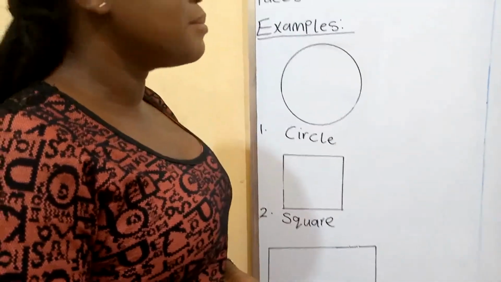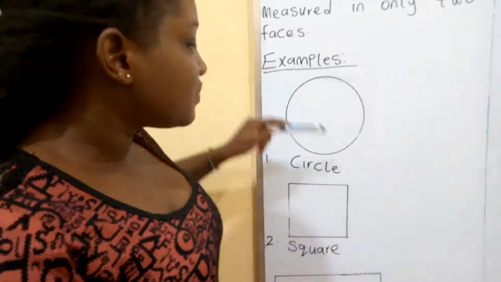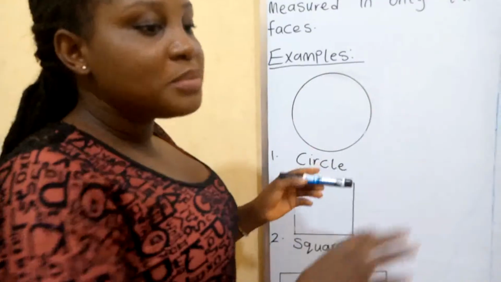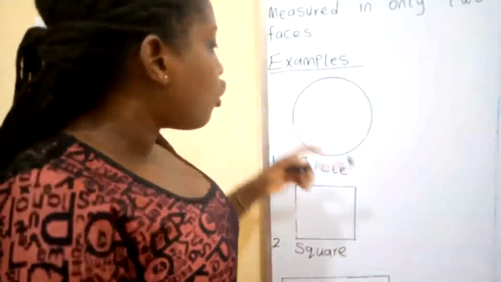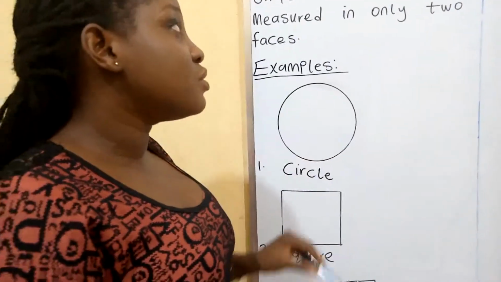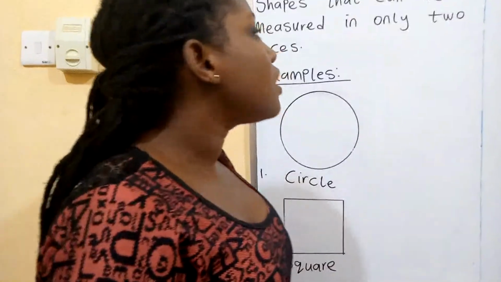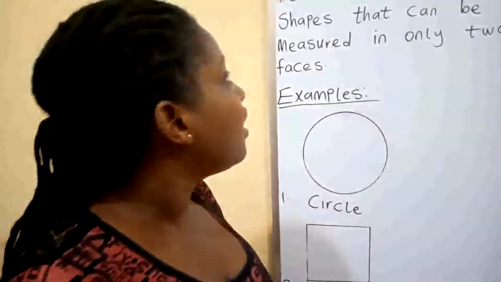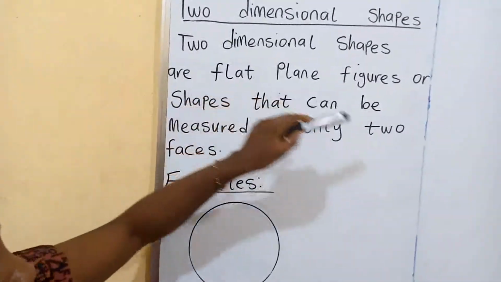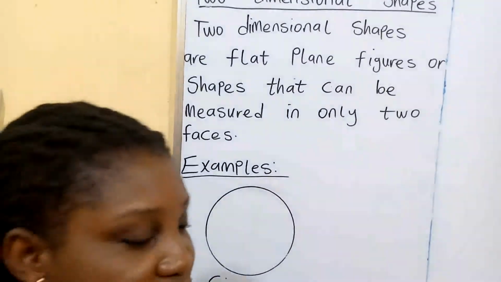And why do we call them two-dimensional shapes? It's because they have a flat surface. Have you seen it? It has a flat surface. If you want to draw this shape, you can easily get an object with this shape, then place it on your book to get those shapes. So if you don't call it a two-dimensional shape, you can also call it a flat shape. So now, what are two-dimensional shapes? Let's see it. Two-dimensional shapes are flat plane figures or shapes that can be measured in only two faces.